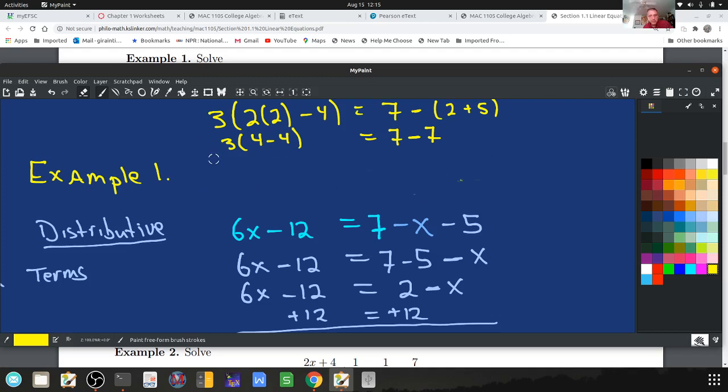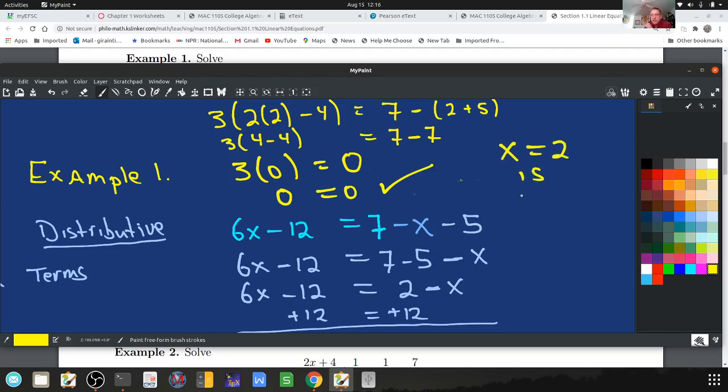While I'm doing this, I'm just going to emphasize that my first lecture is going to be the slowest lecture. Normally we'll move through this much faster, and I don't mind going a little bit slower on this first lecture because you can fast forward. So this is 3 times 4 minus 4, that's 3 times 0, is equal to 7 minus 7, that's 0. 3 times 0 is equal to 0, so I get 0 is equal to 0. That's a true statement, so that means x equal to 2 is correct.